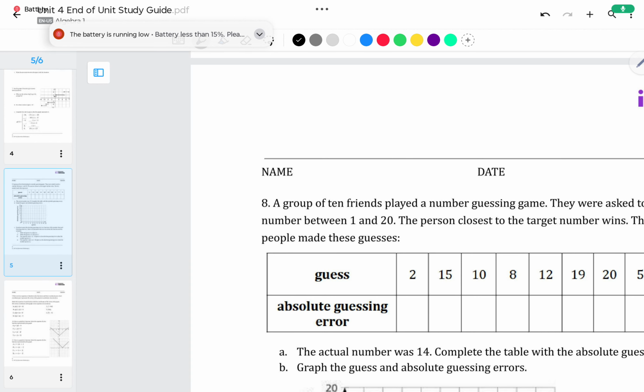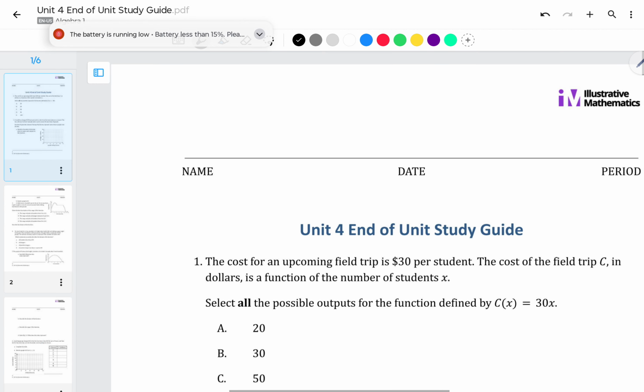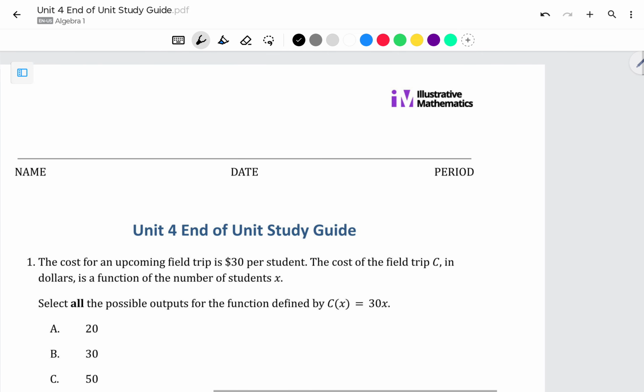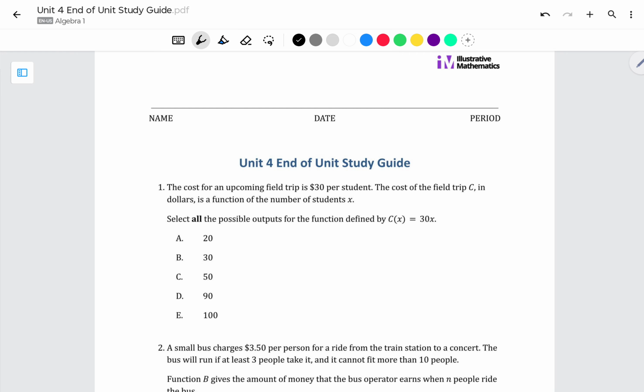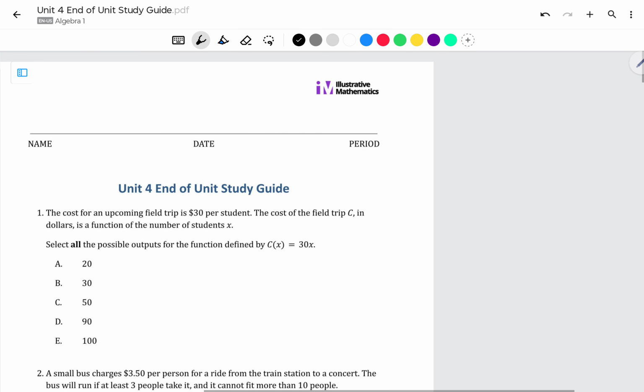Okay. Let's go over some algebra. We're about to finish up a unit, and so this is obviously the study guide for Unit 4. We've been learning a lot of things in Unit 4.